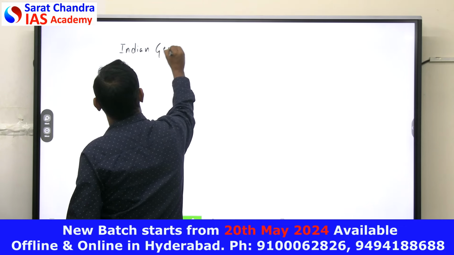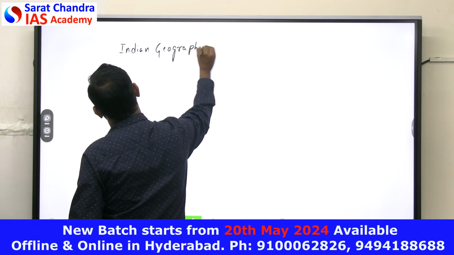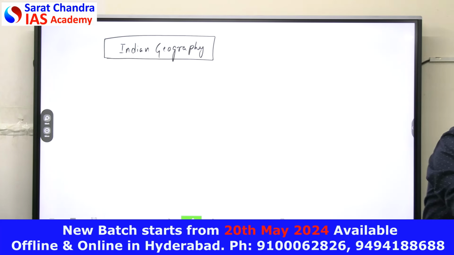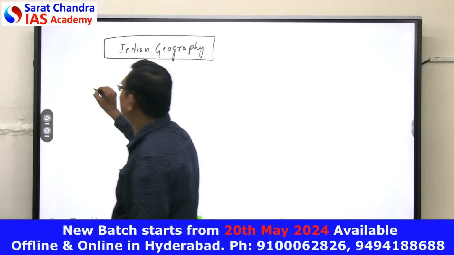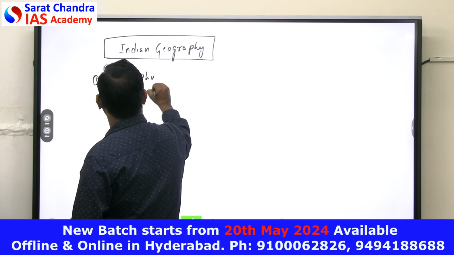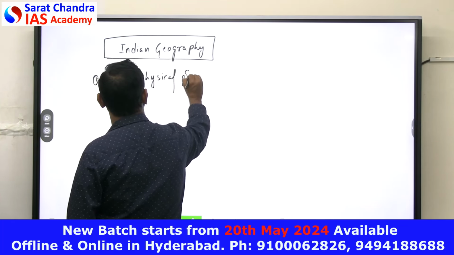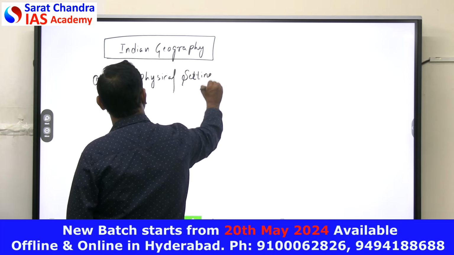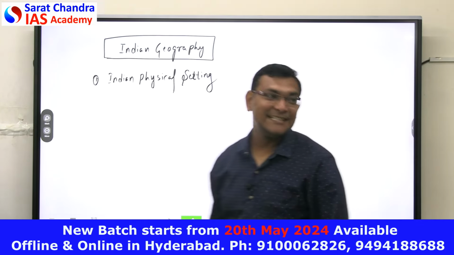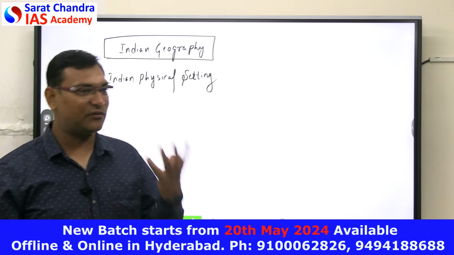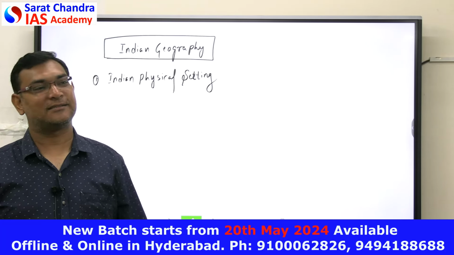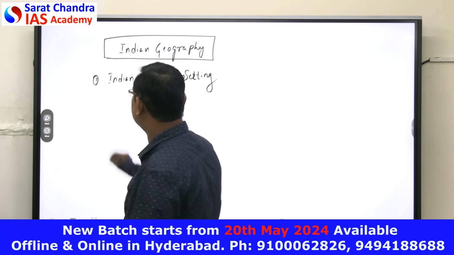Here also we will only see from the physical perspective. What are they? First, the Indian physical setting. What is the Indian physical setting? Not only locations, but the physiography of India: Himalayas, plateaus, plains, etc.